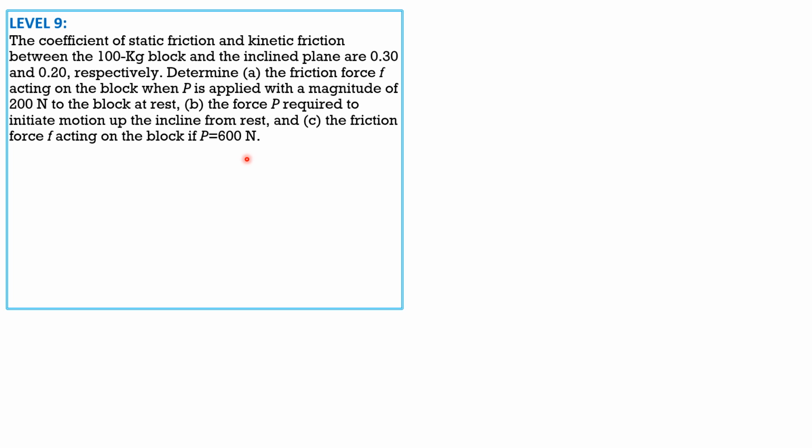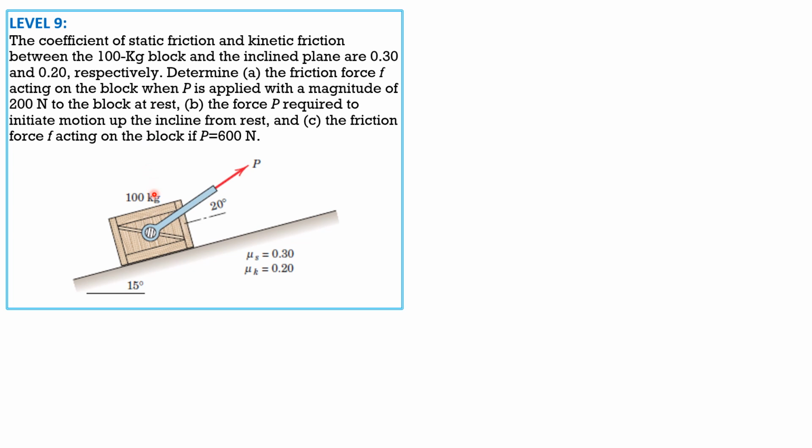So we are given three conditions or three situations here. First, the friction force F acting on the block when P is applied with a magnitude of 200 newtons to the block that is at rest. So let's find out if the block remains at rest, or it is in impending motion, or it is in motion by dynamics. And to do that, let's have the solution.